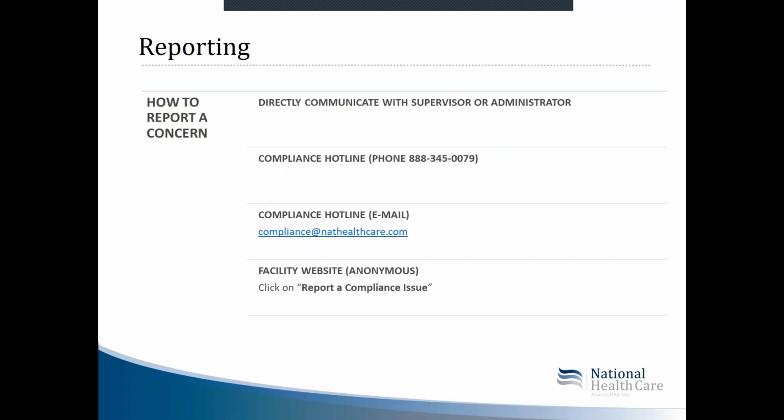There are 4 primary ways to report concerns. First, you can notify your supervisor, administrator, or compliance officer. You can call the compliance hotline at 888-345-0079. You can email compliance@nathealthcare.com, or you can document your concern by accessing the facility website and clicking on Report a Compliance Issue. Please know that this is the only true anonymous way to report a compliance concern.